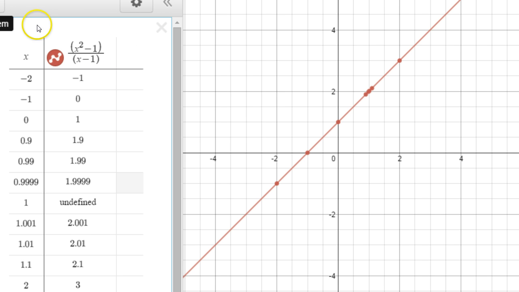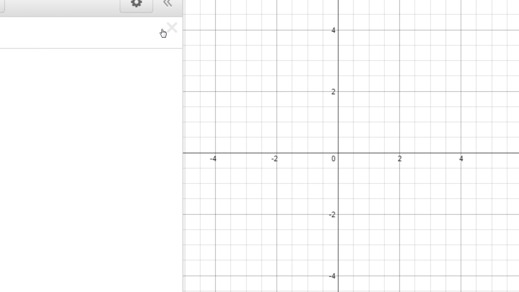Alright, so finding limits graphically and numerically. We could just sit there and think about it all day. Graphically and numerically is just taking a look at the table as we go. So let's take a look at one.